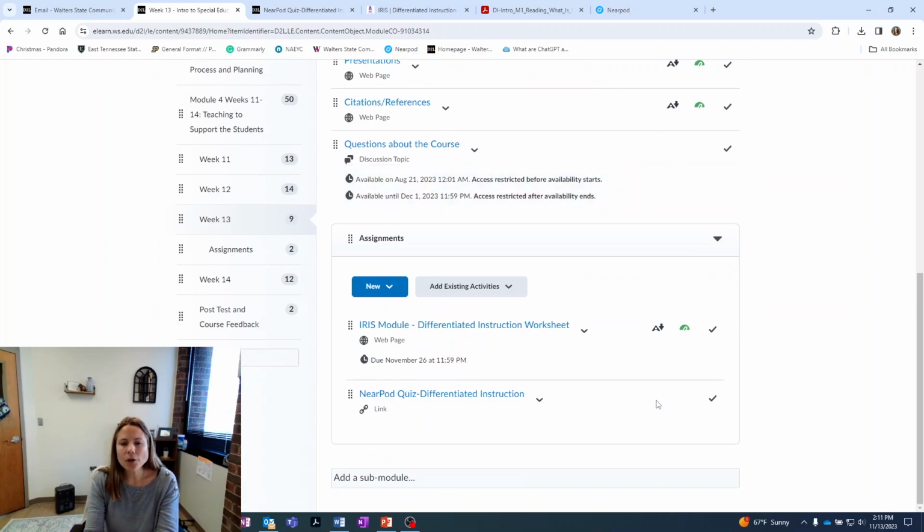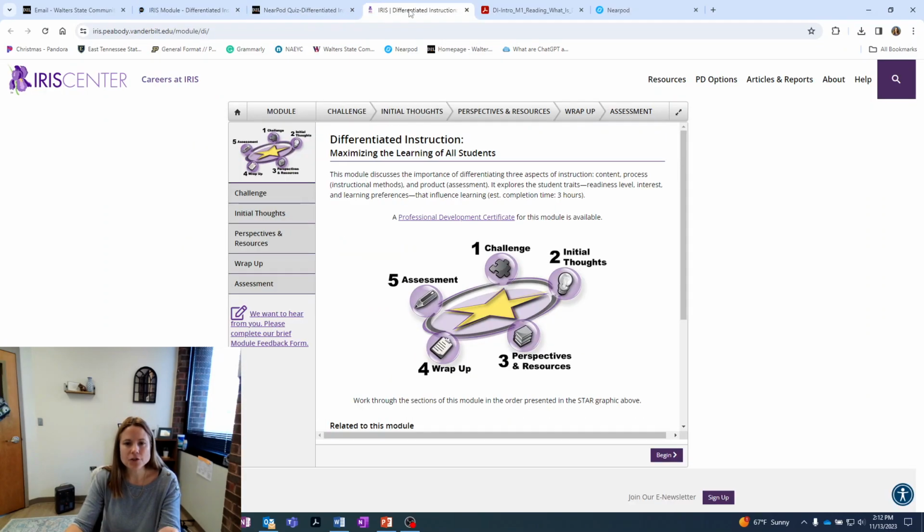Now, how are you going to be assessed this week? Well, I do have an IRIS module for you here. And this IRIS module really talks about what this looks like. How does this strategy, this research-based strategy, look like in the classroom? I want to maximize the learning of all students. So what does it look like?